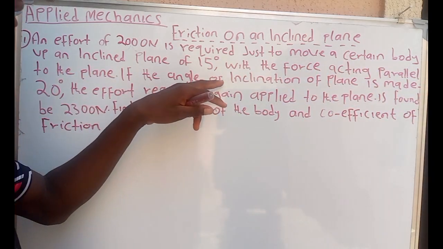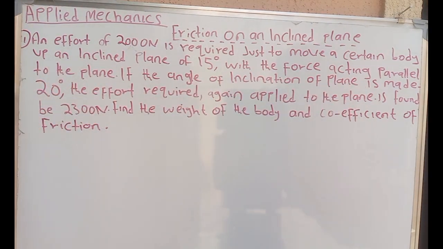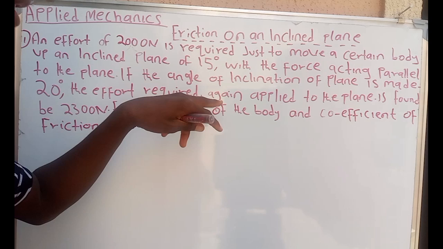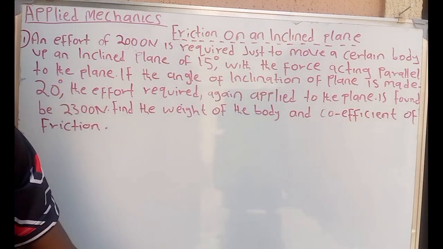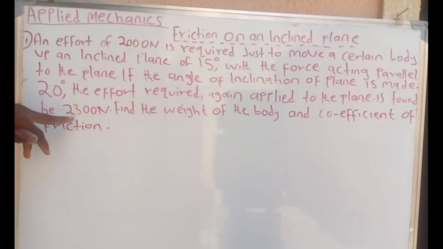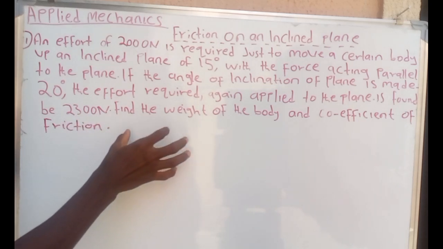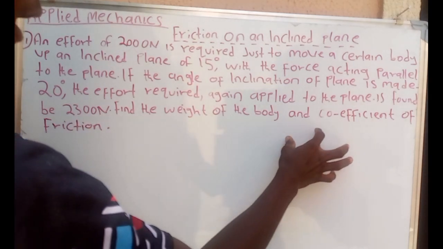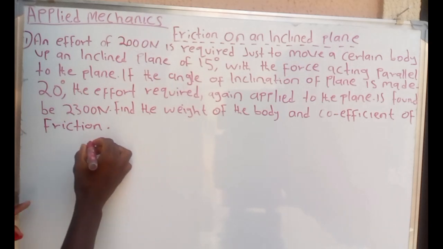If the angle of inclination of the plane is made 20 degrees, the effort required, again applied parallel to the plane, is found to be 2300 newtons. Find the weight of the body and the coefficient of friction. So the first thing to do is to figure out our data. Let's figure out the data.